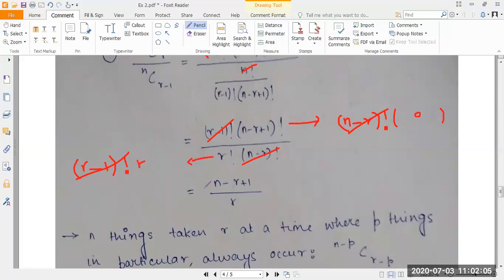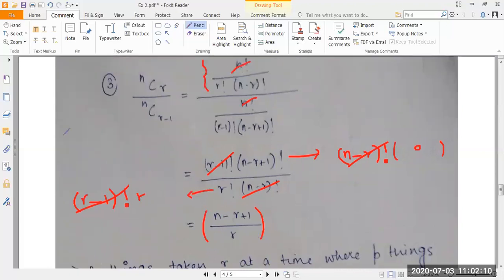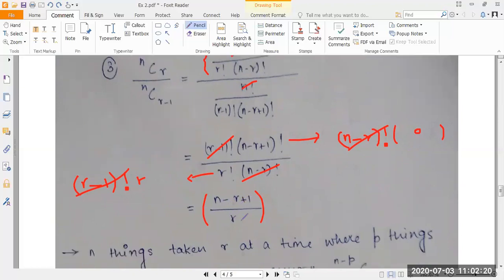So I'll essentially have (n minus r plus 1) by r. That is the expression for nCr by nC(r minus 1). That is, nCr by nC(r minus 1) is (n minus r plus 1) by r.